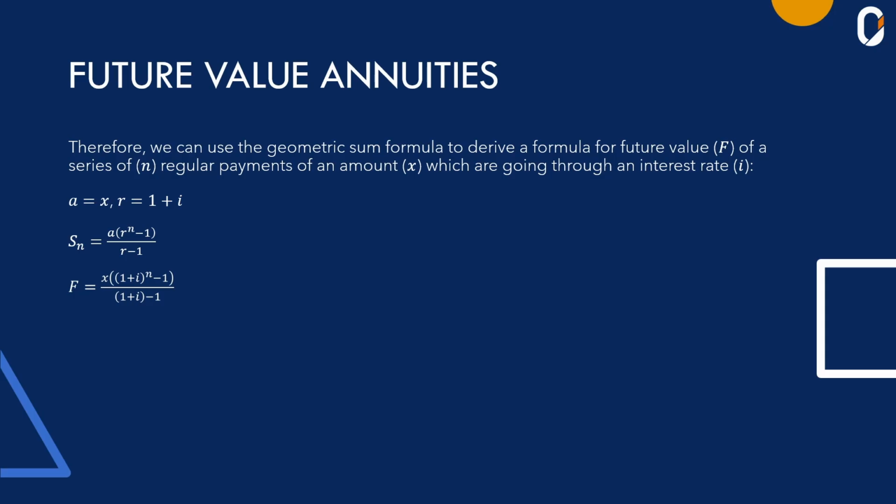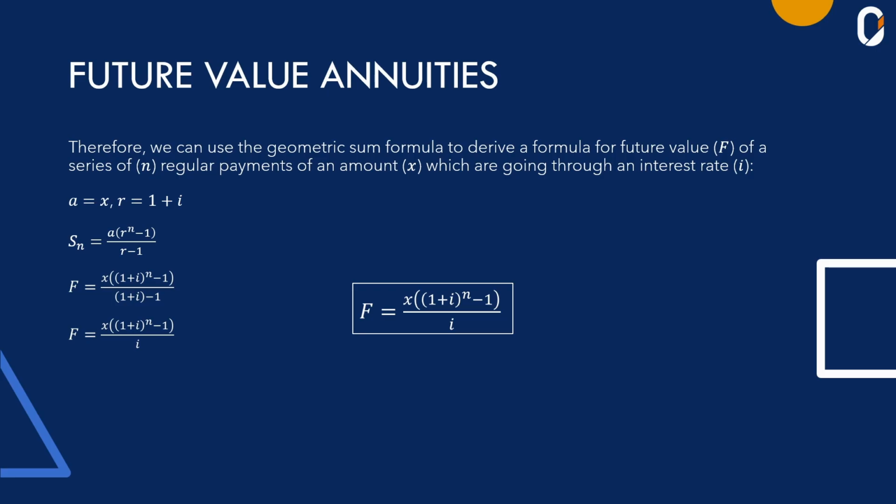Now the numerator, I'm going to leave as it is and simplify the denominator. I can see that on the denominator, the positive 1 and the negative 1 will cancel each other out, leaving me with only i. And hence, our future value formula will be F is equal to x times (1 plus i) to the power n minus 1, all divided by i. And that is the formula we are interested in.